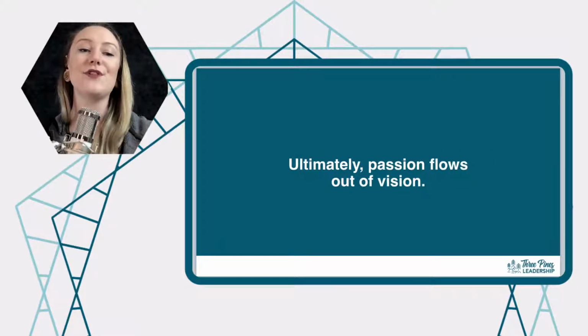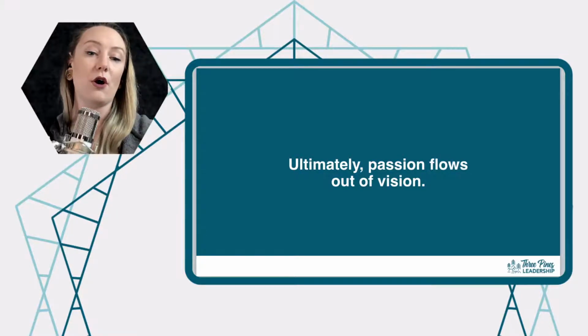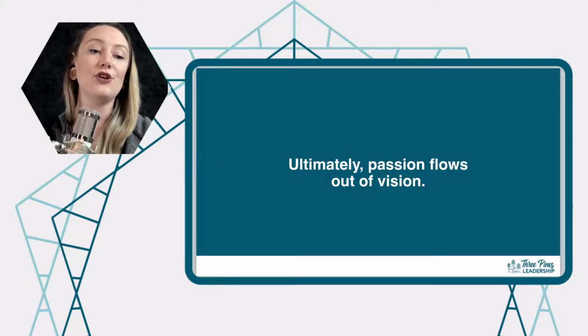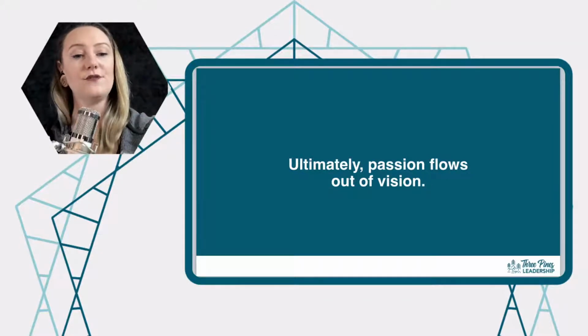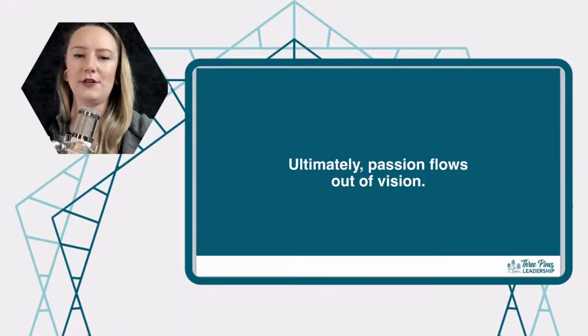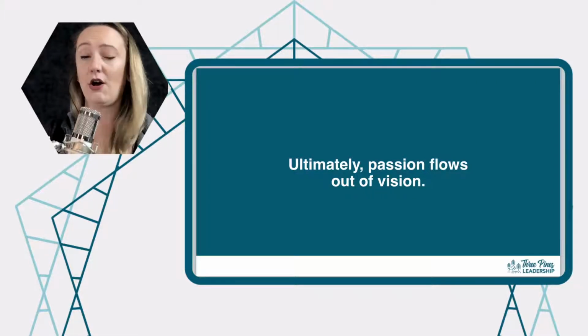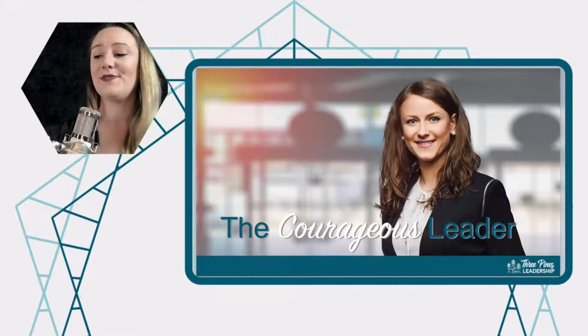Ultimately, passion flows out of vision. So if you have a clear vision of what you want to accomplish, you can see the great good that it will accomplish, you'll be passionate. If, on the other hand, your vision is blurry and you're not sure of what you actually want to accomplish, you won't be passionate at all. You'll very easily be distracted and fall off the tracks.